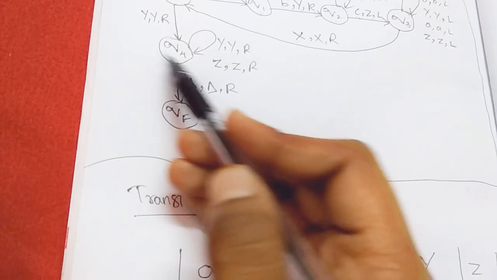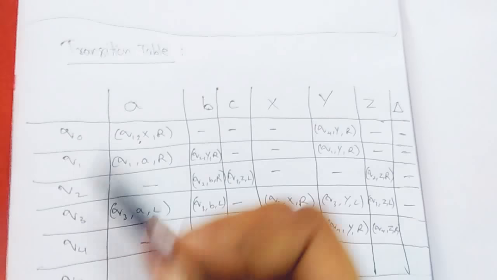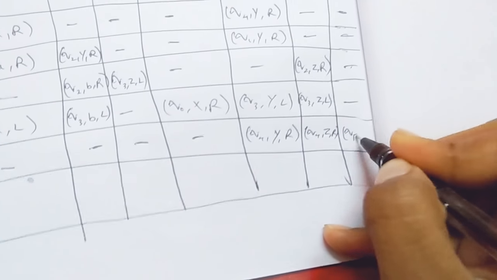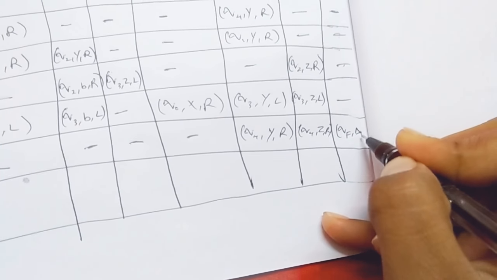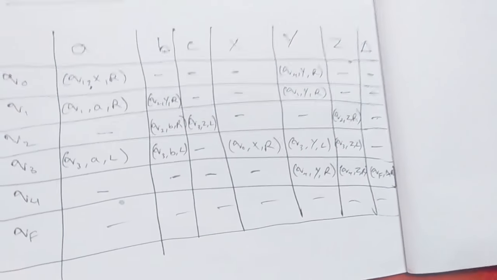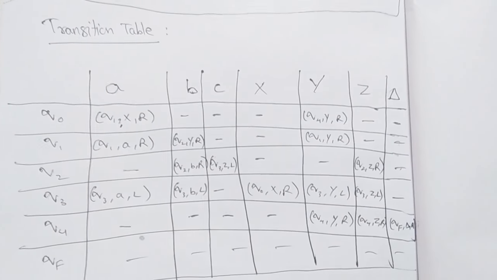Q4 to z there is Q4 itself, so Q4 comma z comma r. And now Q4 to delta, that is QF comma delta comma r. So I write here QF comma delta comma r. That's all. From QF there is nothing, so I'll just give dashes over here. So this would be our transition table.